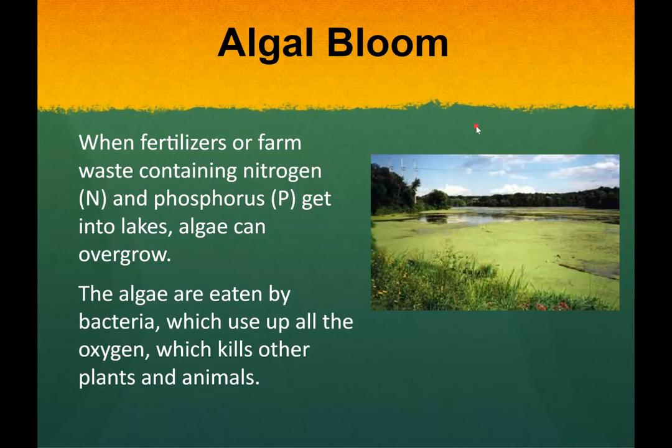Algal blooms. Remember, we just talked about this in our last video. Algal blooms are caused when fertilizers or animal waste, right, farm waste that contains nitrogen and phosphorus, run off into lakes or rivers, and then the algae just takes over.